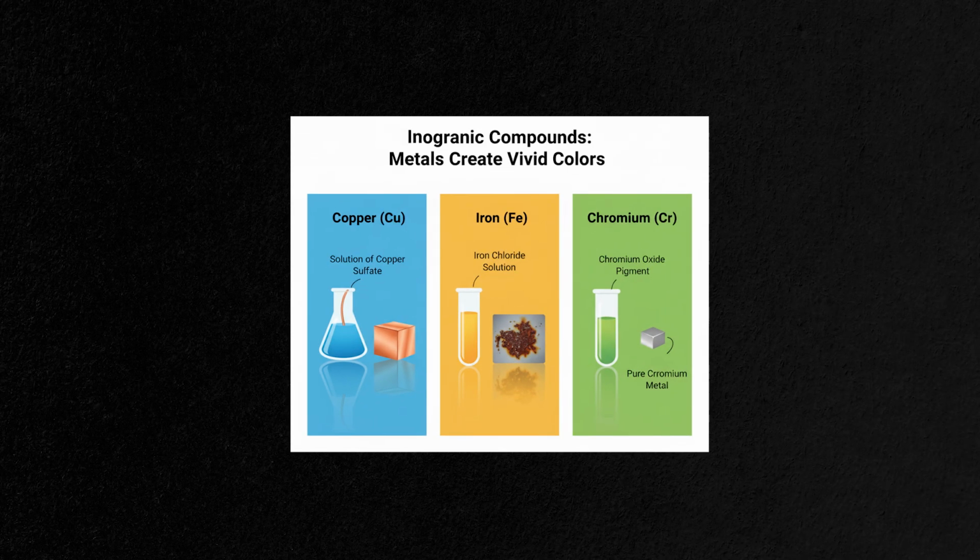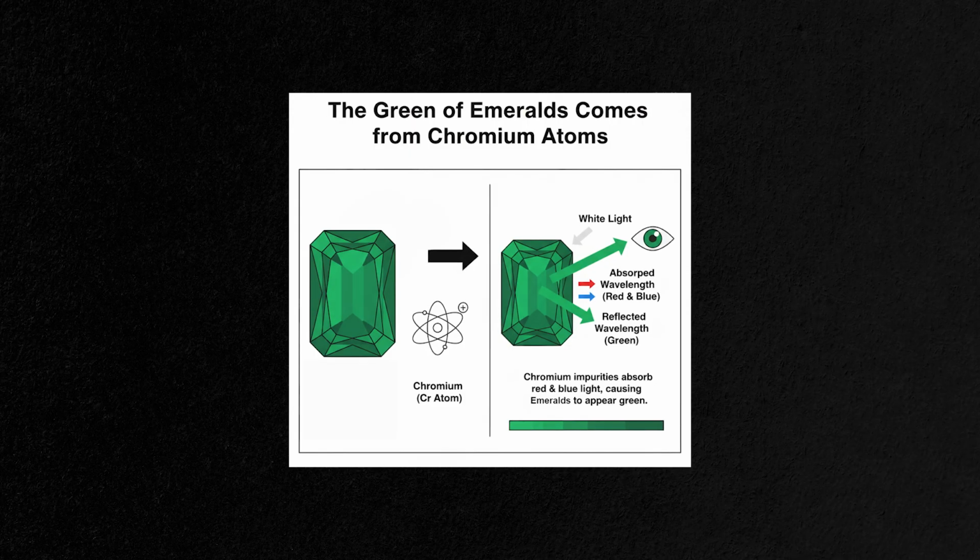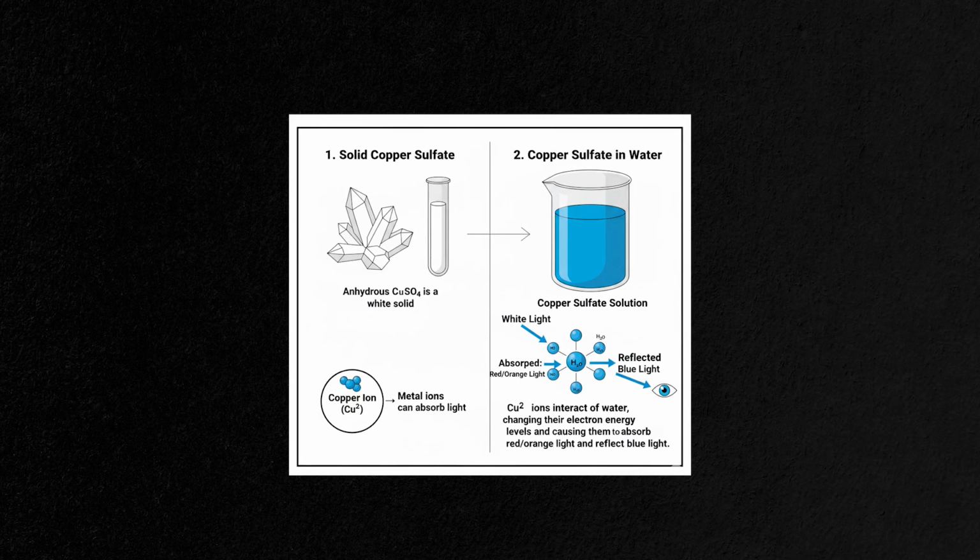And it's not just pigments in organic compounds. Metals can create vivid colors too. The green of emeralds comes from chromium atoms. The blue in copper sulfate is due to copper ions interacting with water molecules.